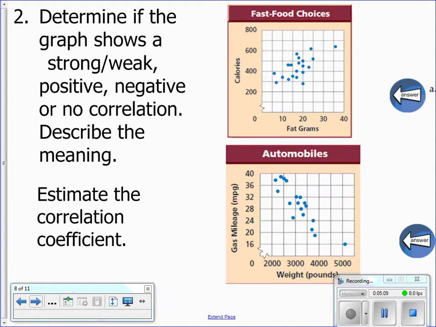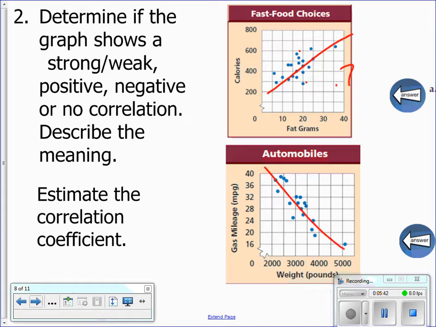In this one, determine if it's strong, weak, positive, negative, and give us a correlation coefficient. So again, we've got this one, which is positive. When it says describe the meaning, it means the more fat grams, the more calories. So they're both going up. As one increases, the other increases. If I'm estimating a correlation coefficient, I've got a lot of them pretty far out. So it's positive. I might say 0.7.